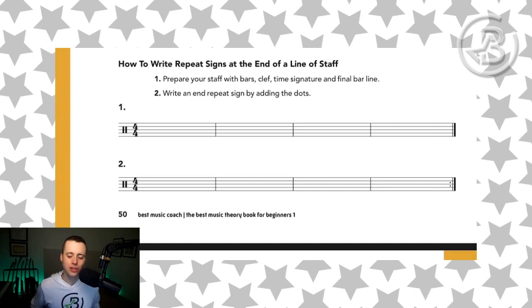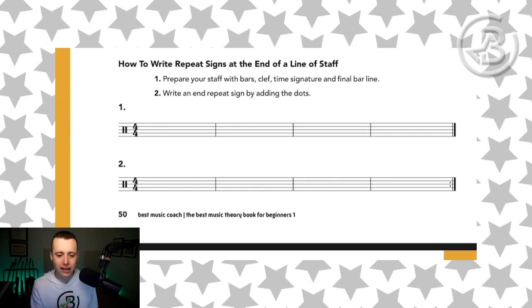In this lesson, we're going to talk about how to write repeat signs into your compositions for either 4 measures or 8 measure original rhythmic compositions. To write a repeat sign at the end of a line of staff, all you've got to do is set up your line of staff like you normally do.